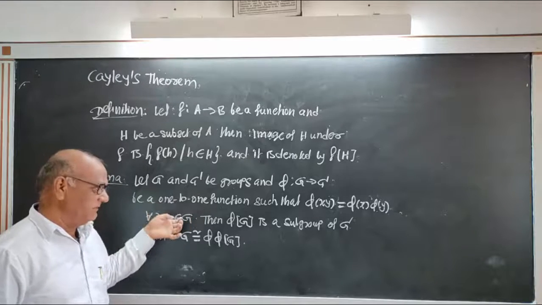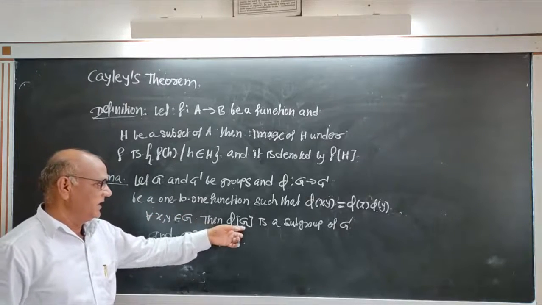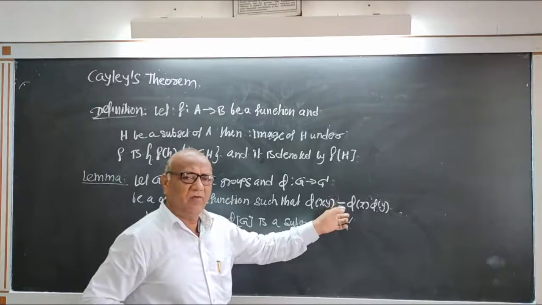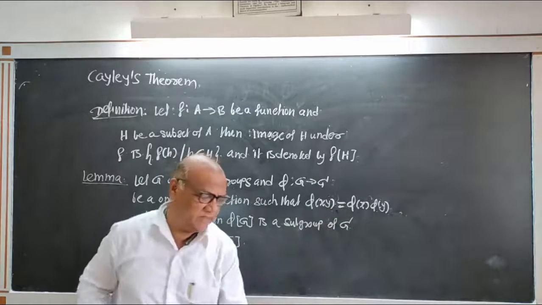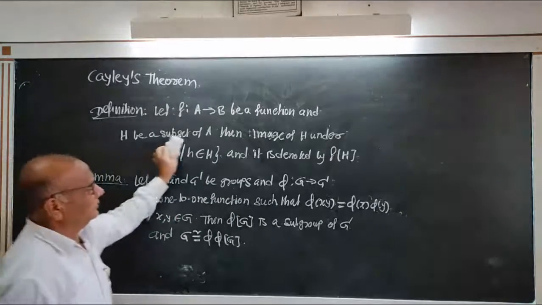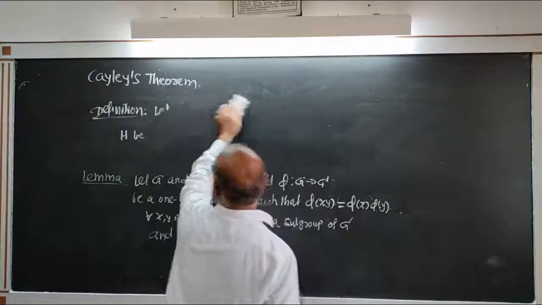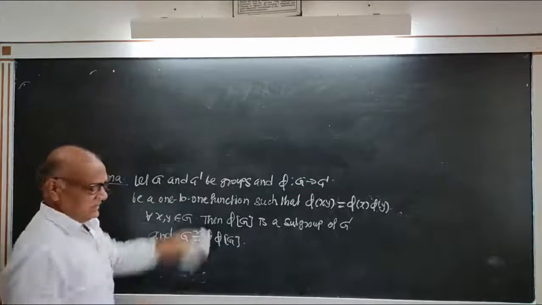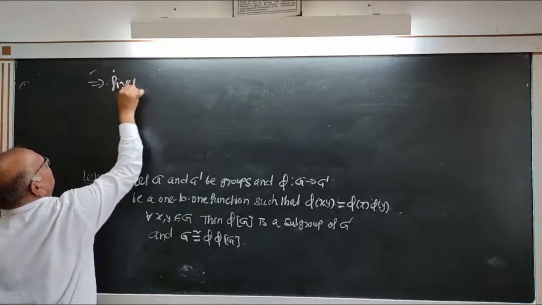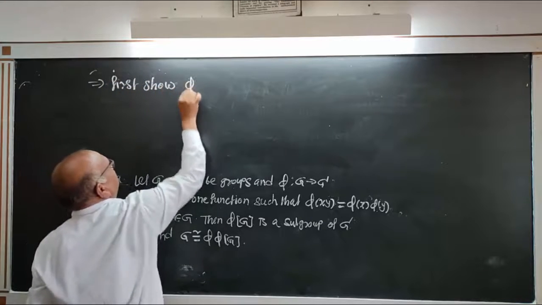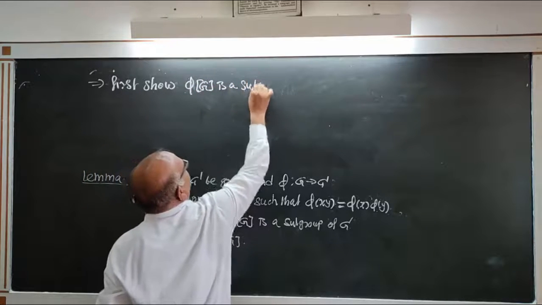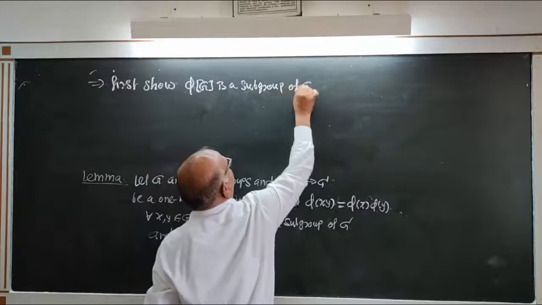This map is already one-to-one, and the homomorphic condition is satisfied. Now to show phi of G is a subgroup of G dash.